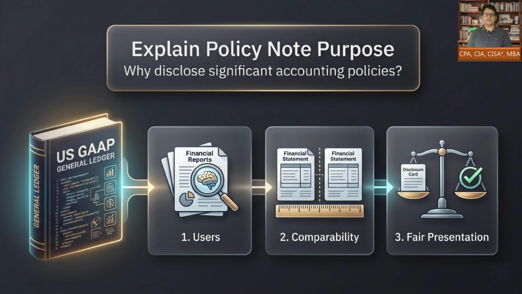The question asks, why disclose significant accounting policies? Your response should be 3 to 4 formal sentences and should address users, comparability, and fair presentation. Do not write a vague answer like, because transparency is important. That sounds nice, but it is too thin for a serious accounting answer.